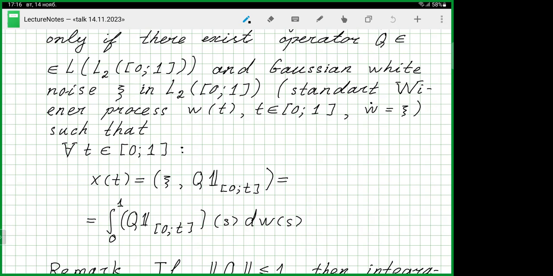The set of integrators is in one-to-one correspondence with the continuous linear operators in L_2[0,1]. But of course, the structure of a linear operator in an infinite-dimensional Hilbert space can be very complicated. This is the reason why we can construct such an operator Q, even a projection, that X is not a semimartingale, for example.